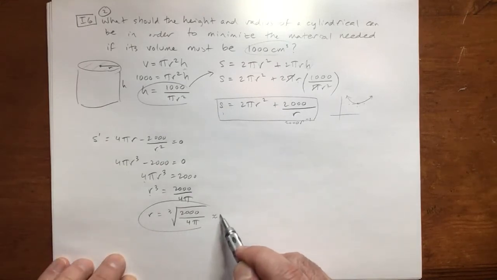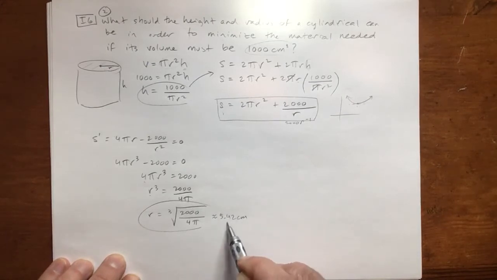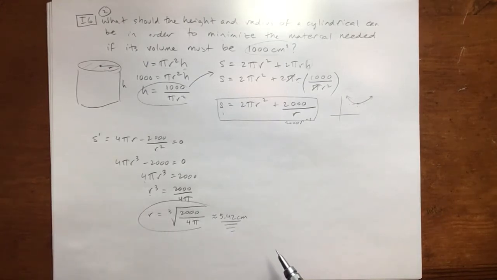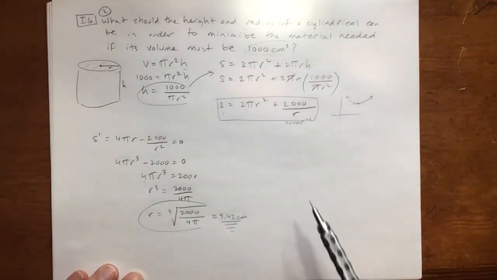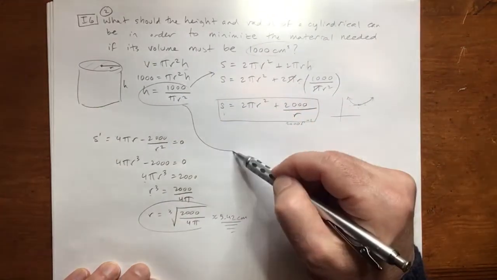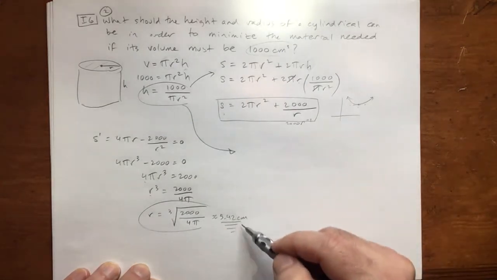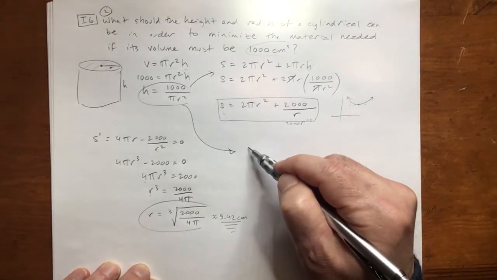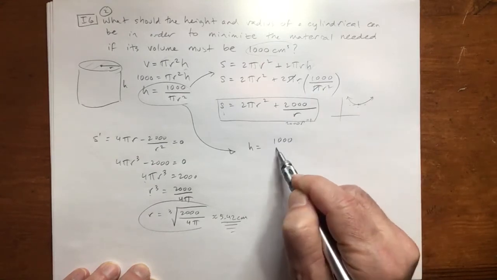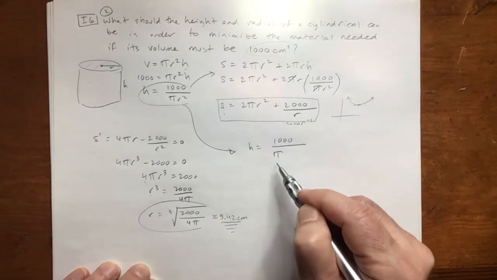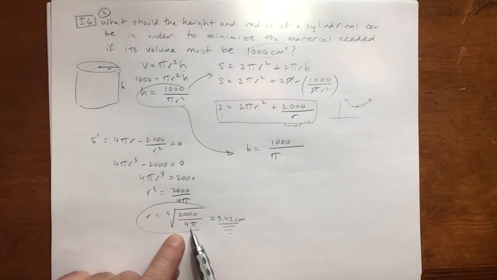This would approximately be, if you put it in decimal form, about 5.42 centimeters. That's probably the answer that you'd want to give if your boss told you to do this. It would not be interested in that. But we want to also now find the height. Okay, and to find the height, I have a formula for the height right here in terms of r. And so I have h is 1,000. This is going to get terrible. Pi times this squared.